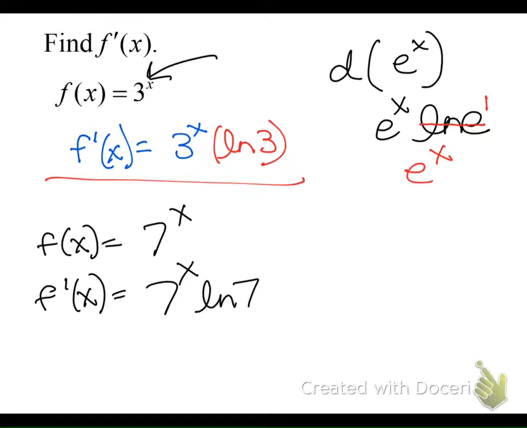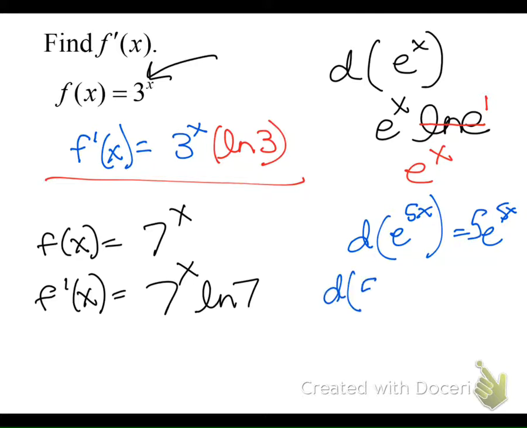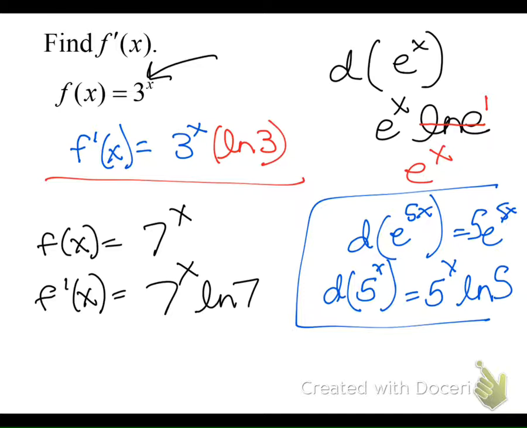So put it all together. The derivative of, say, e to the 5x is e to the 5x times 5, but the derivative of 5 to the x is 5 to the x times the natural log of 5. Okay, memorize those two right now, and that's all that's new for today.